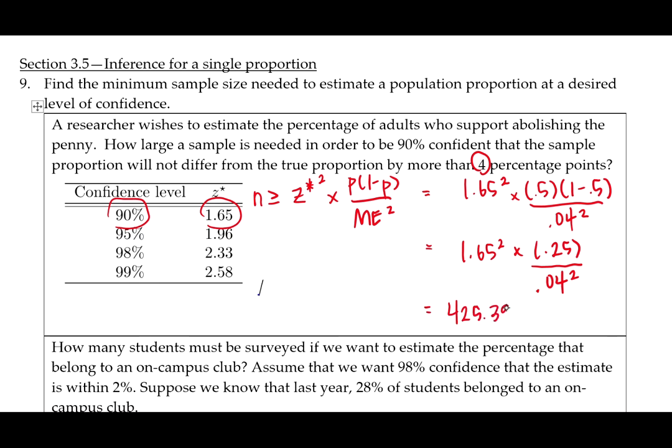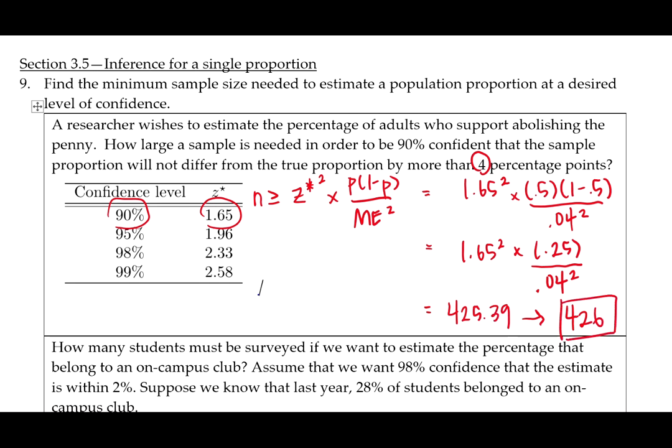Now this formula gives us the minimum sample size that's required. So we need to be at least as big as 425.39. But sample size has to be a whole number. I can't find 0.39 of an adult to ask them how they feel about abolishing the penny. So if I round down to 425, I'm below my minimum, which means I'm too small. So instead, I'm going to round up to 426.